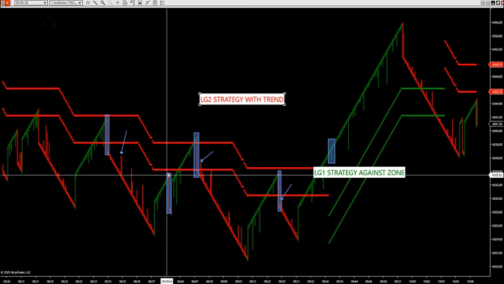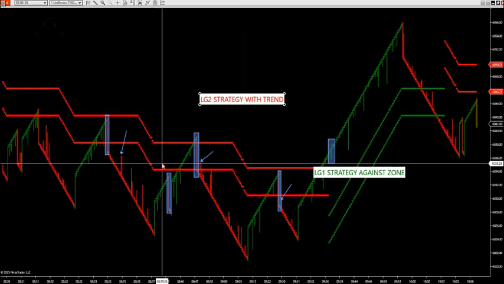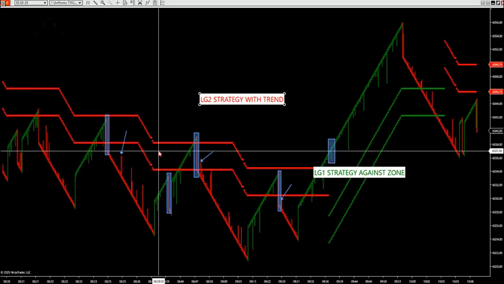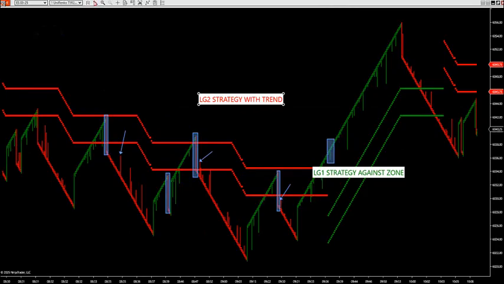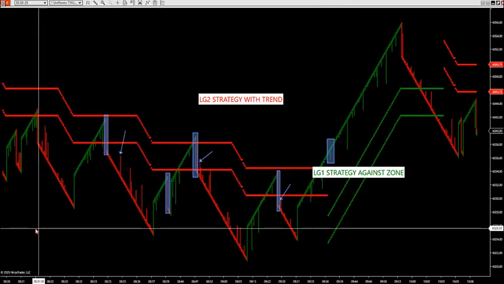So the LG2 strategy is very simple. If my zone is red, which we tested for the past 30 years as being the best zone to reverse price in all these markets, we're only looking to short. If it's green, we're only looking to buy. Very simple.